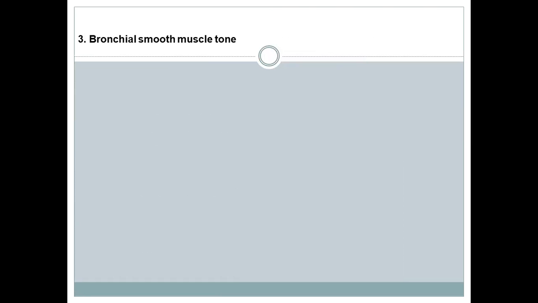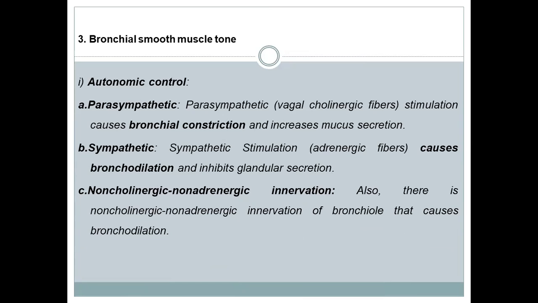Now, this smooth muscle, as you know, structurally the bronchi will have smooth muscle, and it will be innervated. The activity of different factors also causes the contraction or dilatation of the smooth muscle present in the bronchi. So the third important factor is bronchial smooth muscle tone, and this bronchial smooth muscle tone is affected by various factors. The most important factor is autonomic control.